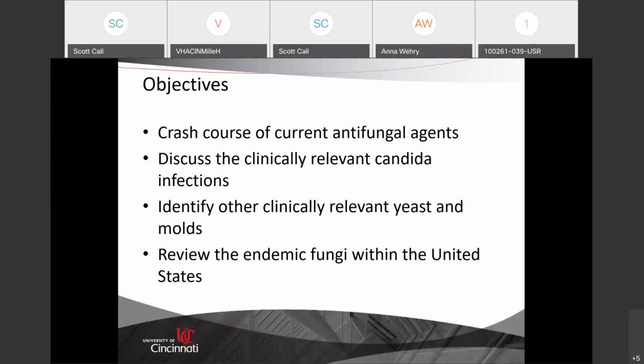Here are my objectives. First, I'm going to give a quick crash course on our current antifungal agents, and then we'll discuss clinically relevant Candida infections, and I'll spend a little bit of time on Candida infections. I think those are the most common that we see. And then I'll talk about other clinically relevant yeast and molds that you need to know about, and then we'll review some of the endemic fungi within the United States, because those will definitely be on the boards.